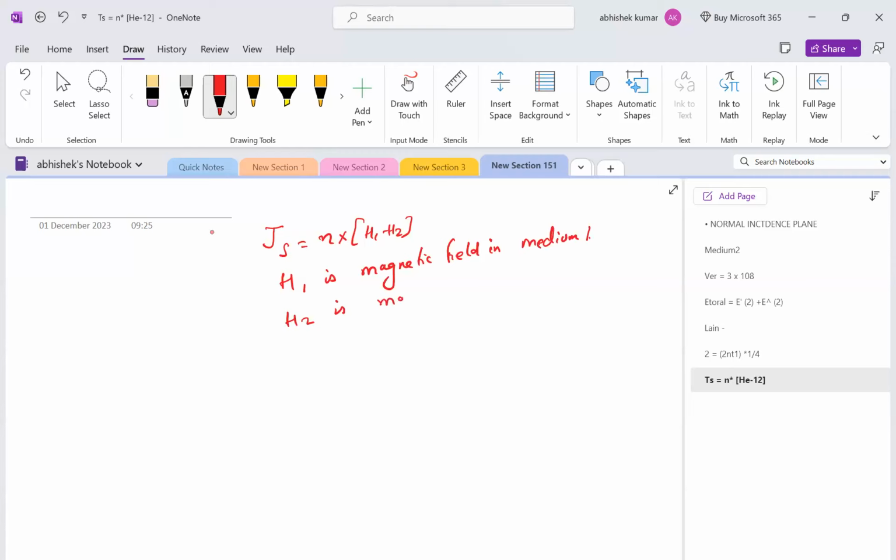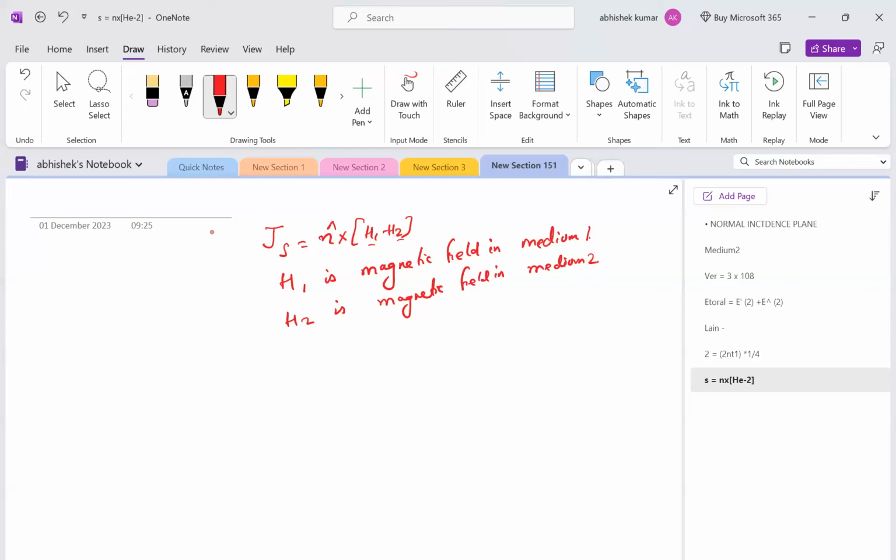H22 is the magnetic field in medium 2. And this N is the vector direction that will be pointing to the direction of the wave propagation. And this one, H1 and H2.